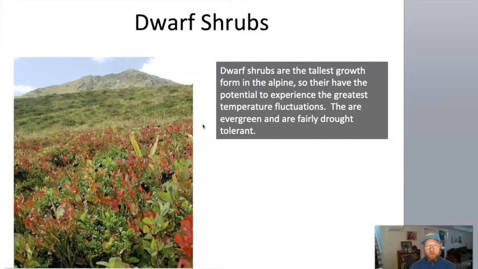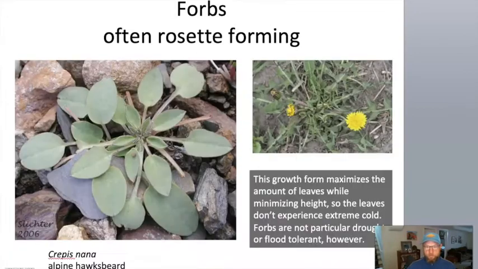Because they're the tallest growth form, they have the potential to experience the greatest temperature fluctuations. So those really cold nights, in cold times of the year, their leaves would be exposed to that because they're evergreen, but then also exposed to those warm temperatures as well. The fact that they're tall and potentially exposed to these temperature swings has to do with where they're found in the alpine environment. They tend to be found in places that are covered in snowpack during the winter to buffer them from those really cold temperatures.